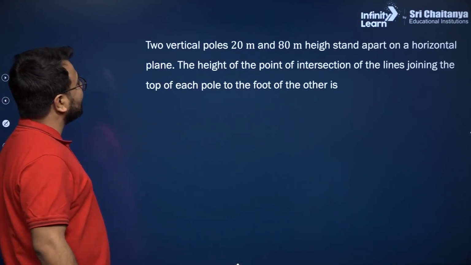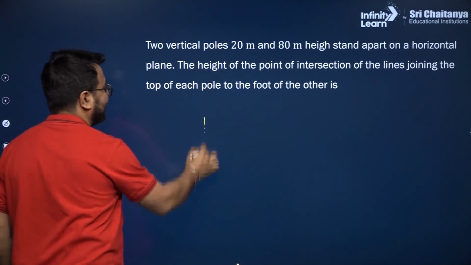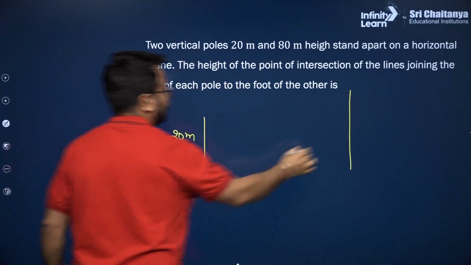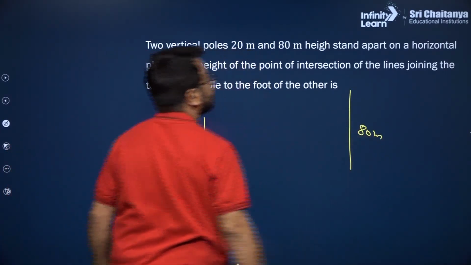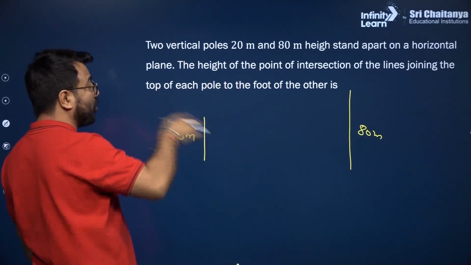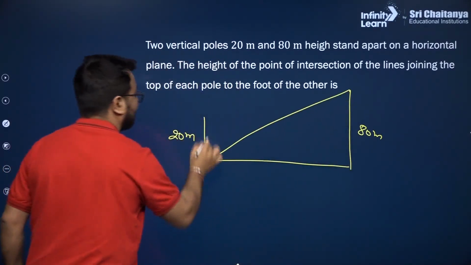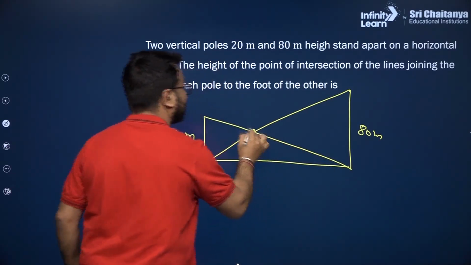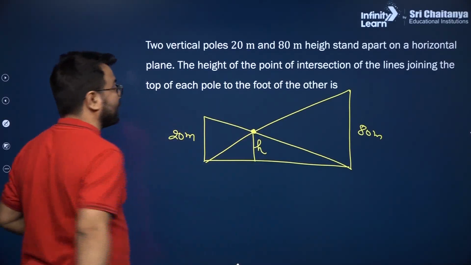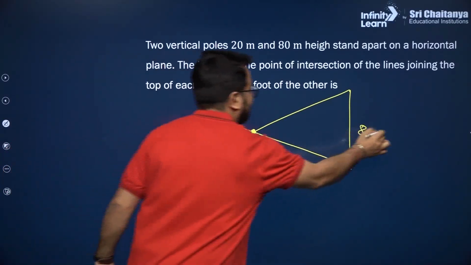Okay. Moving ahead to the next question. Two vertical poles, 20 meter and 80 meter. So this is a 20 meter pole, this is an 80 meter pole. Okay. Next. They stand apart on a horizontal plane. The height of the point of intersection of the line joining the top of each pole to the foot of the other. So basically they are asking about the point of intersection of these two lines. Now suppose the height of this point is h. Suppose this is x, this is y.